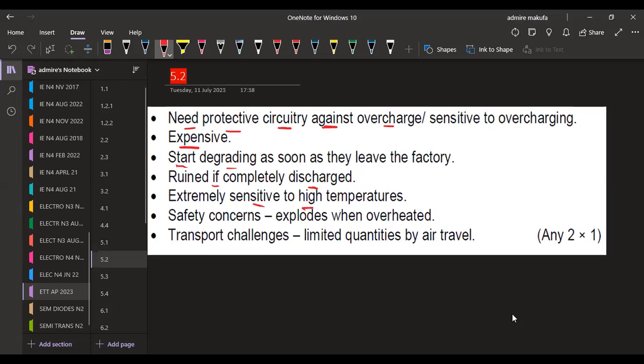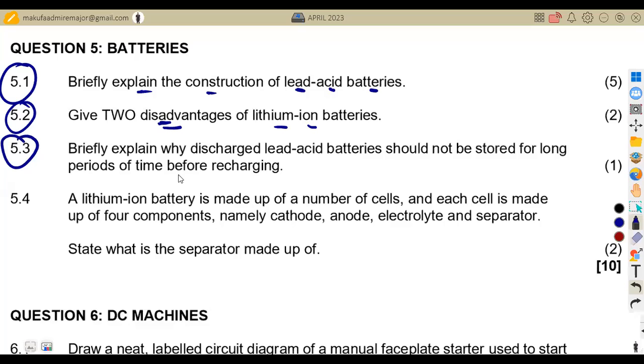Extremely sensitive to high temperatures. Safety: it explodes when overheated. So check what we have, a lot of things. Then transport challenges, limited quantities by air travel. So there are a lot of disadvantages that we have there, but we are supposed to just pick any 2.